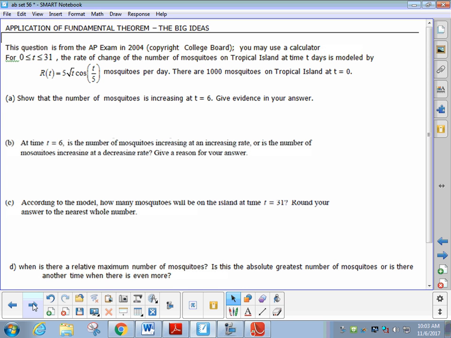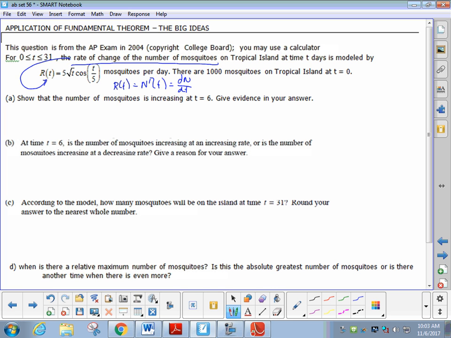And they give you R, a rate of change in the number of mosquitoes. Some teachers would then have you classify R as a derivative. You could say it's like the derivative of the number of mosquitoes if you wanted to think about it that way. You with me? Yeah. Keep in mind I know it's not labeled as a derivative, but in my mind it really is one. So how would I show that the number of mosquitoes is increasing at time 6?